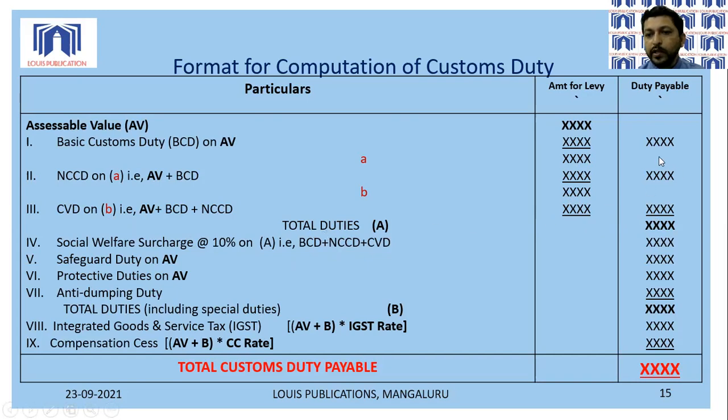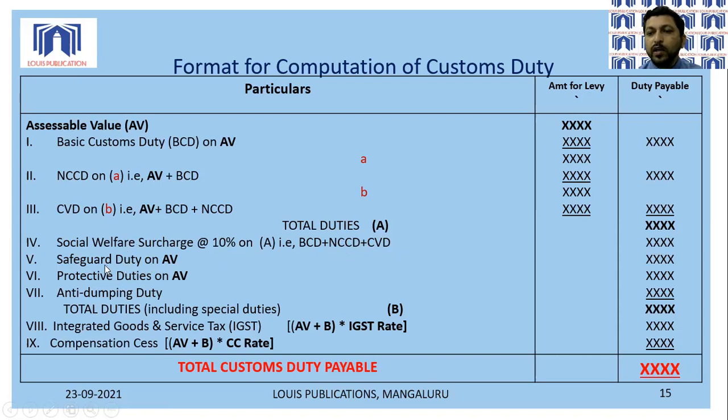And we are going to total all the duties: the basic customs duty, the national calamity contingent duty, and the countervailing duty. This total duties, I name it as capital A. Then on this value, we are going to add social welfare surcharge at 10%. This is a fixed rate on A, that is on this value, BCD, NCCD, CVD. We are going to calculate 10% social welfare surcharge. Then all the special duties like safeguard duty, protective duty, anti-dumping duty, re-importation duty, all these will appear after social welfare surcharge.